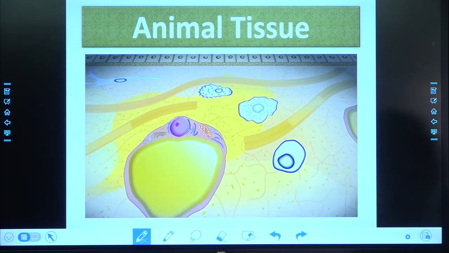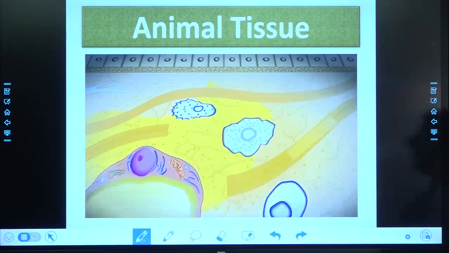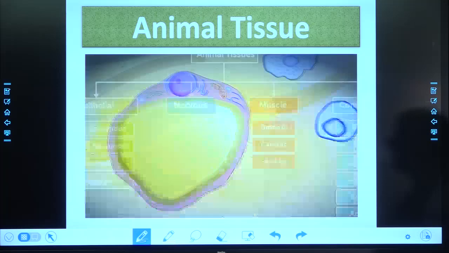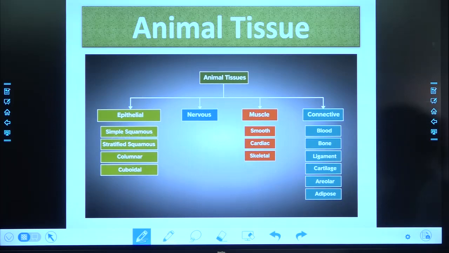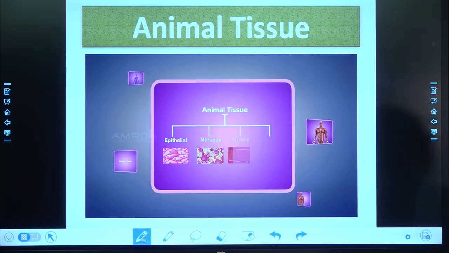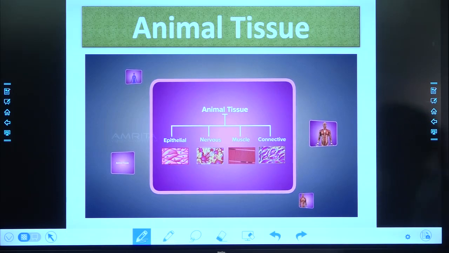Areolar fills the space inside the organs. It is gel-like with both elastic and non-elastic fibers. Adipose tissues store fat molecules. In conclusion, we have seen and understood the types of animal tissues, their subclassifications and their functions. Things to remember: animal tissues are grouped into epithelial, nervous, muscle and connective tissues.